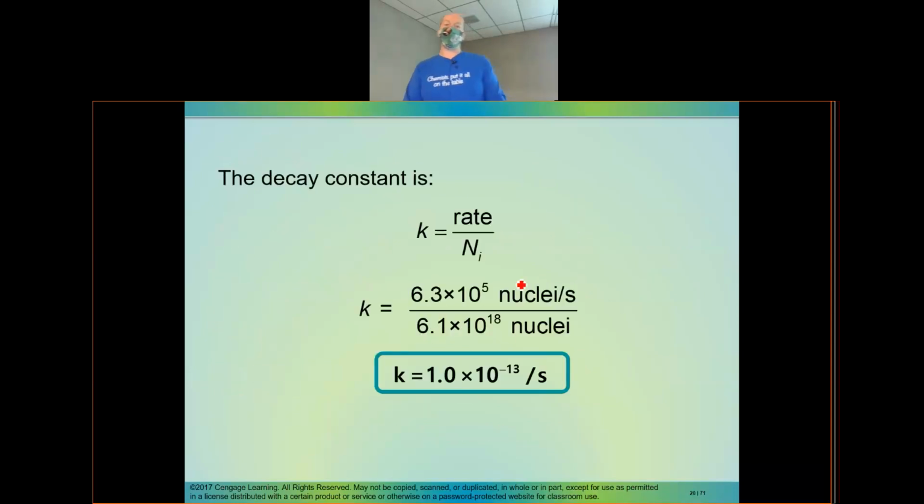All right, so then your decay constant. Remember your rate is equal to k times N sub t. We are solving for k, and we know it's going to be 1 over time because all of our reactions for nuclear chemistry are first order. So we take the rate, which was 6.3 times 10 to the 5th nuclei disintegrations per second, and divide by the number of nuclei at that time, because we solved for k by dividing both sides. We had the mass, we converted the mass to moles, and the moles to nuclei using Avogadro's number, and we have 6.1 times 10 to the 18th. When you divide those two numbers, you get k, and note it is per second: 1.0 times 10 to the minus 13 per second. So the units for k will always be 1 over time.